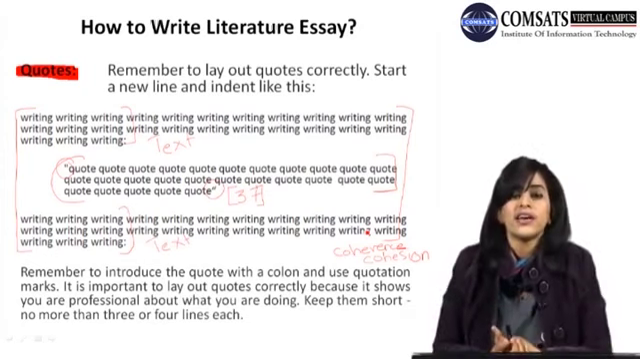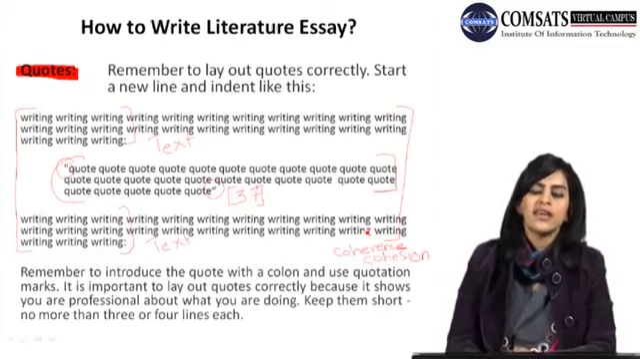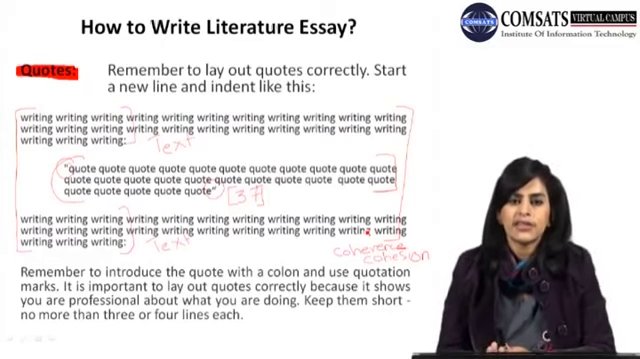Now make sure that if there is no connection, the quote that you are quoting from the text will look irrelevant to the audience, and they will not be appealed to by what you have to say, and the things that you are saying will not appeal to their logic. So you are supposed to keep in mind that while writing one good literature essay, whatever you are quoting should be provided with evidence and with the proof that you can provide from the text. Remember to introduce the quote with a colon and use quotation marks, as I have told you already.